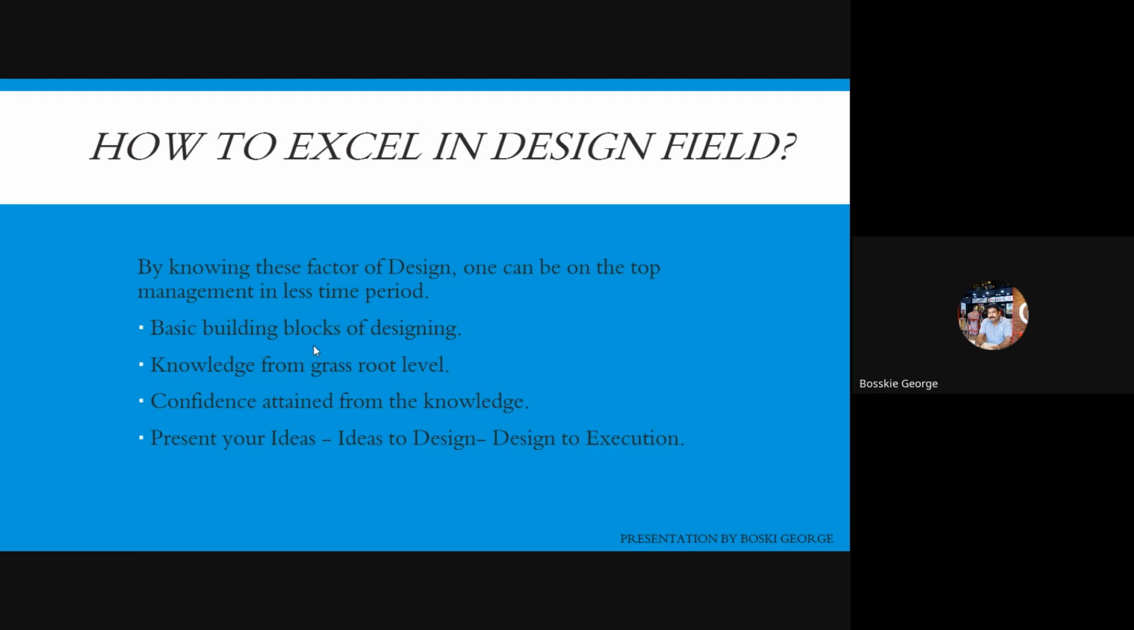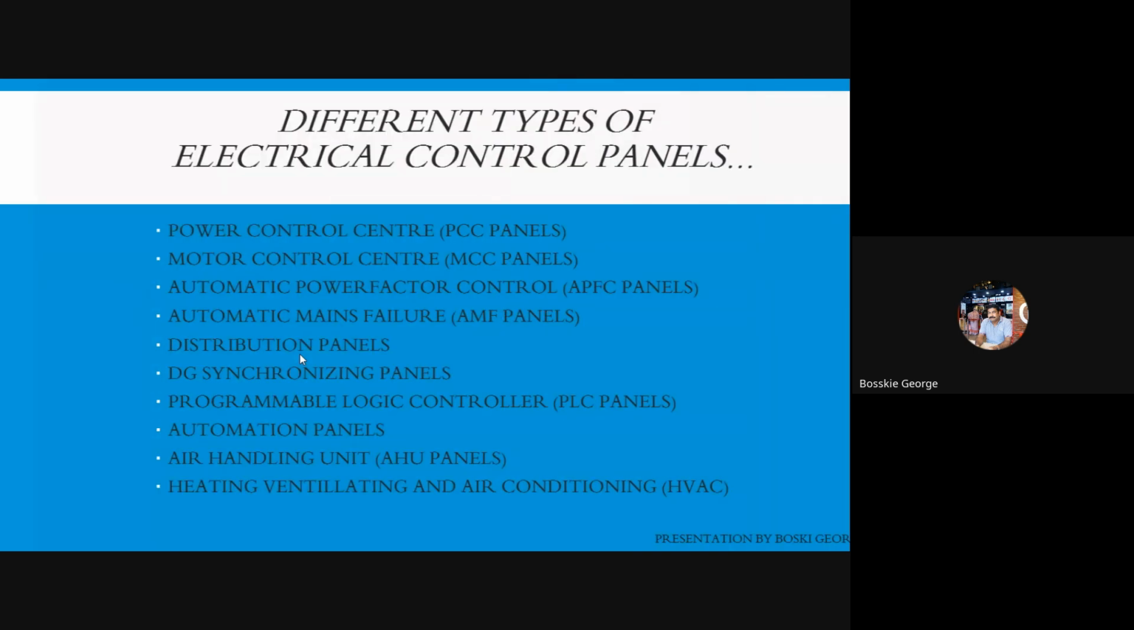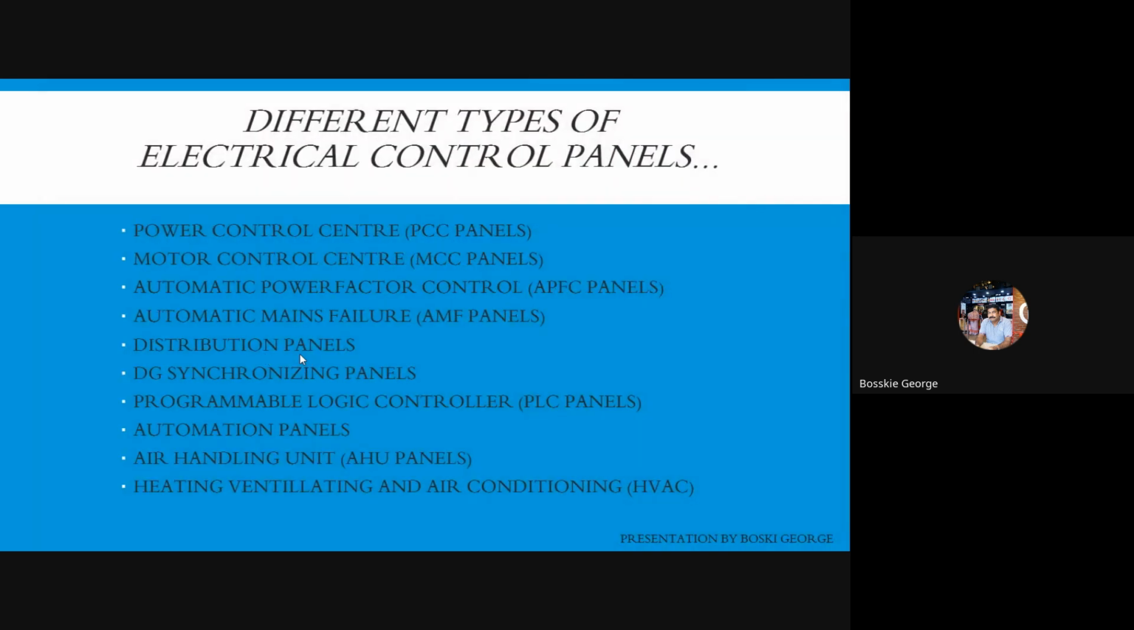particular control panels. There are different types of electrical control panels that we are going to discuss, which are power control center PCC and motor control center MCC panels, APFC panels, and AMF panels, distribution panels like lighting DBs and all these things, DG synchronizing panels combined with AMF panels, and PLC panels.